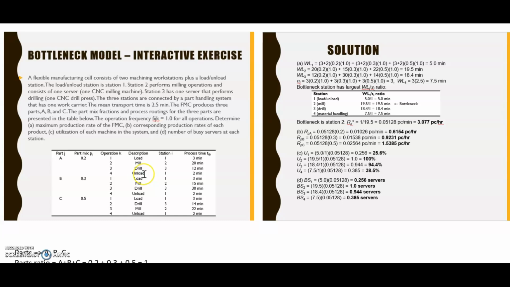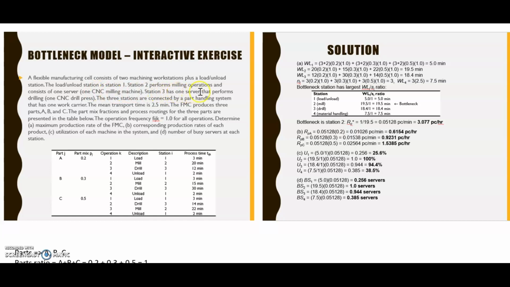In this video, I will demonstrate how to solve the exercise presented in the flexible manufacturing system slides. The question reads, a flexible manufacturing cell consists of two machining workstations plus a load-unload station. The load-unload station is station 1. Station 2 performs milling operations and consists of one server, or one worker using one CNC milling machine.